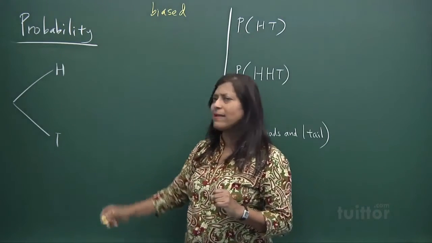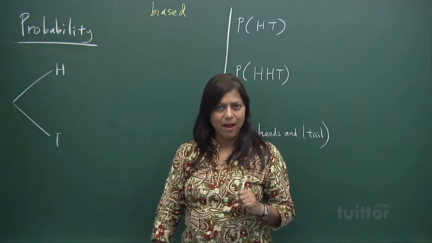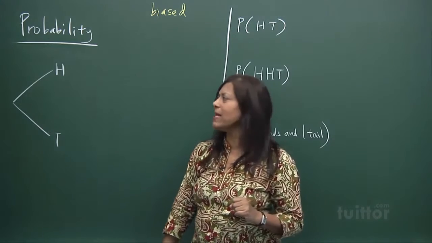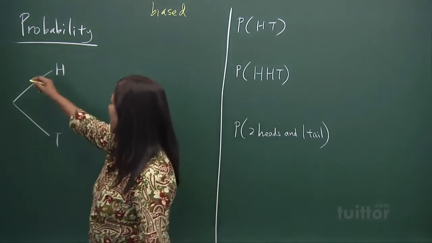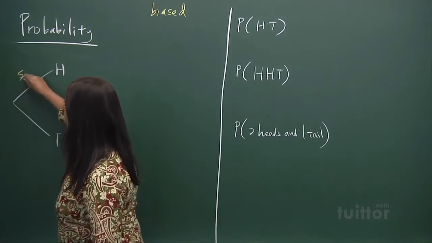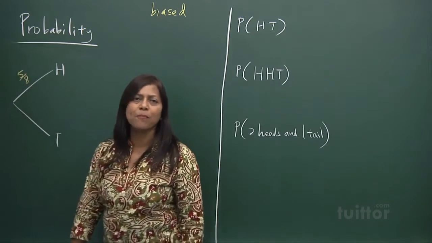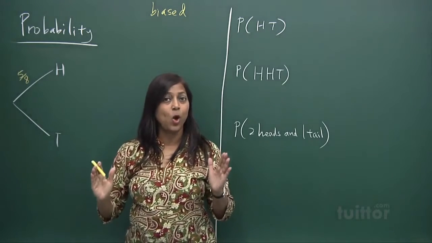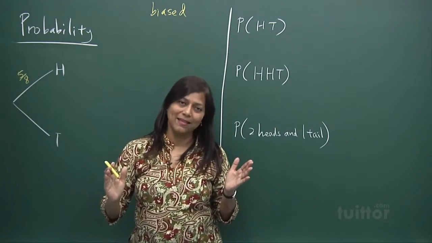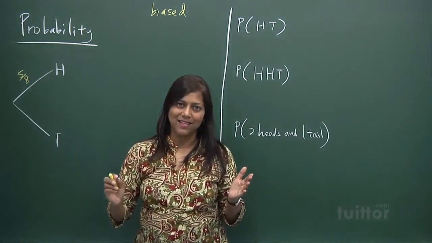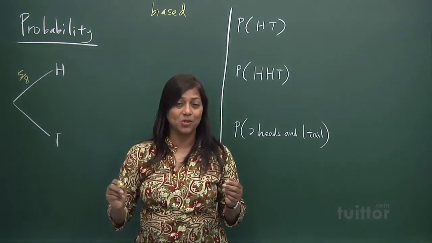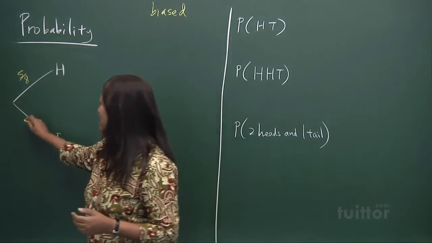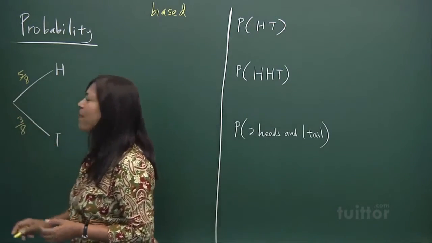But let's look at this biased coin. The probability of getting a head is 5/8. And so, what is the probability of getting a tail? The probability should total 1 whole. So 5/8 in getting a head, so the tail should be 3/8. Great. That is the first part.